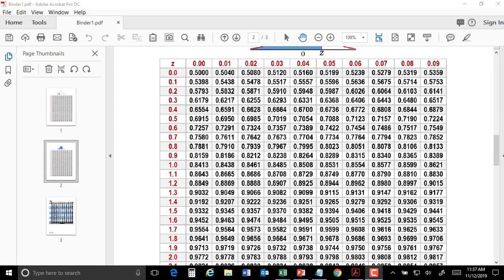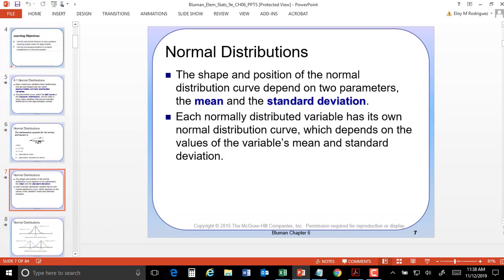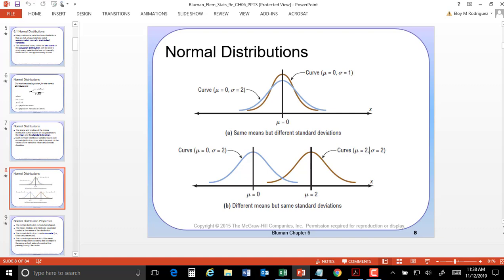Okay, now let's go back to the book. All right, so let's go back over that real quickly. Okay, now normal distribution. This is our standardized one. Look here, the mean is 0, right? And we have a deviation of 1. Can you see it? Or is it too much light? Okay, that's all right.